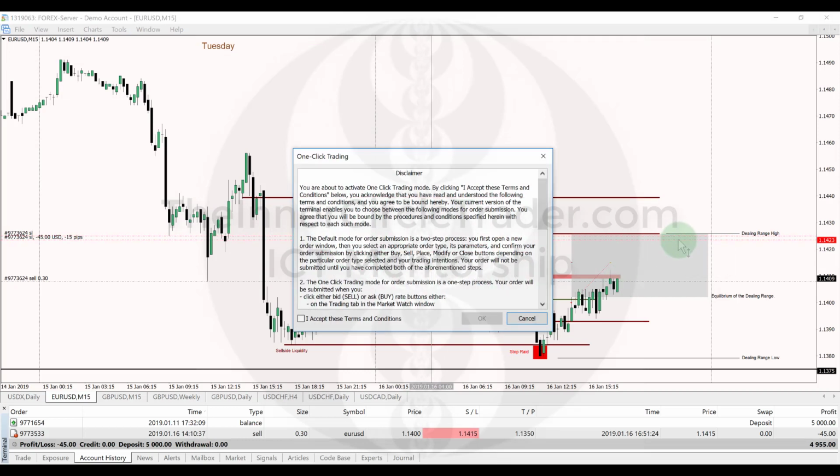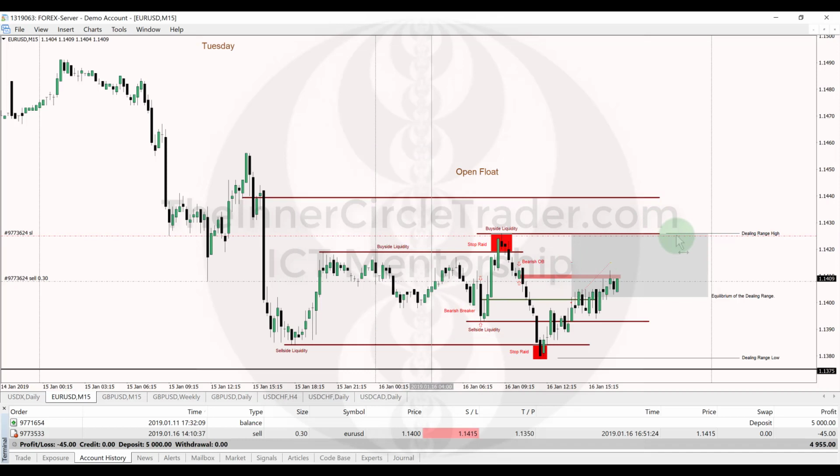Drop this down to 15 pips. Here we are, again, 45. So if this is stopped out again, the total drawdown is still less than 2%.